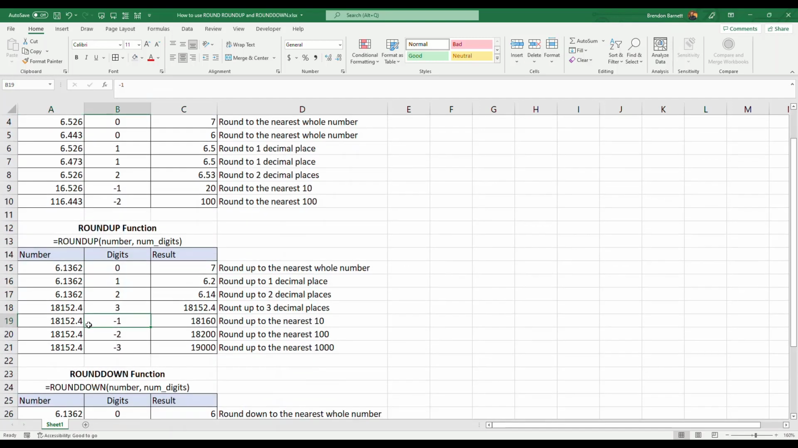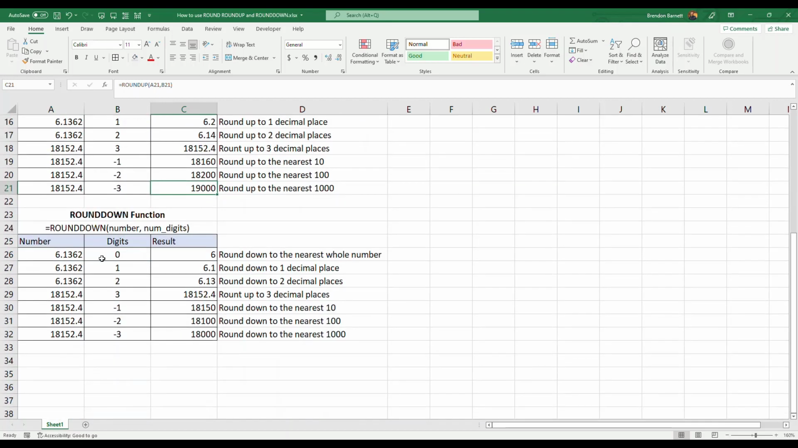And then again with the negative numbers, so when you use the round up function and -1 digits in your formula, it's going to automatically round up to the nearest tenth. So 18,152 becomes 18,160. When you round up to the nearest 100, 18,152 becomes 18,200. And then when you round to the nearest thousandth, 18,152 becomes 19,000. And exactly the same with the round down function, except you're just going the other direction.